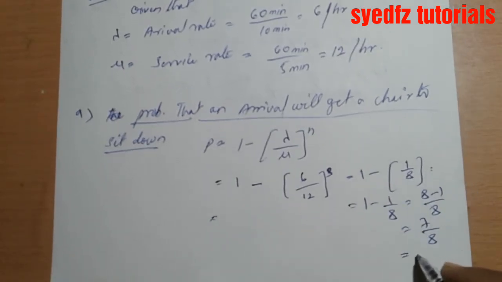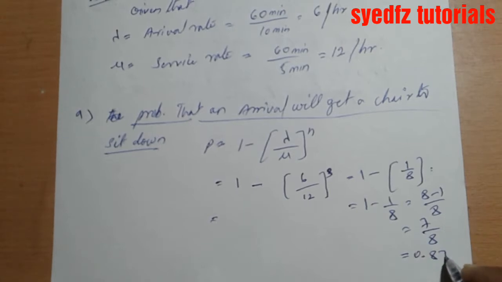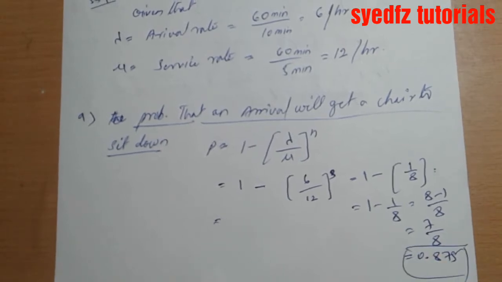So the chance is 0.875 of getting a chair. The probability that an arrival will get a chair to sit down is 0.875.